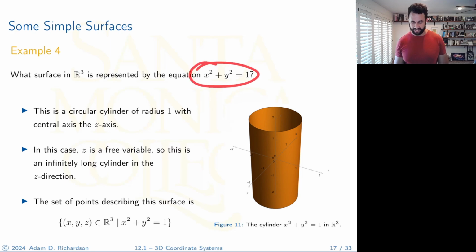Here, the stipulation is that you've got to be on this circle, but z doesn't matter. So you're on the unit circle, but z can be whatever you want z to be. So you get a circular cylinder with radius 1, and its axis is the z-axis. Basically, yeah, exactly. So this is the set of points in space that satisfy that condition.